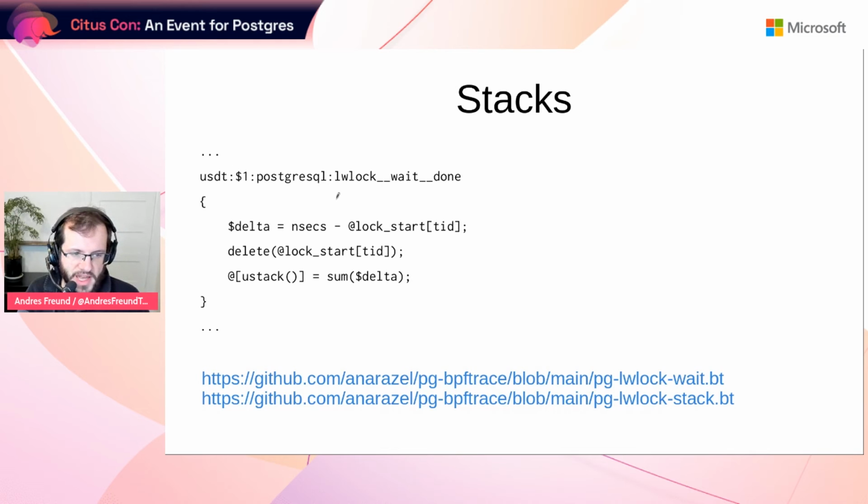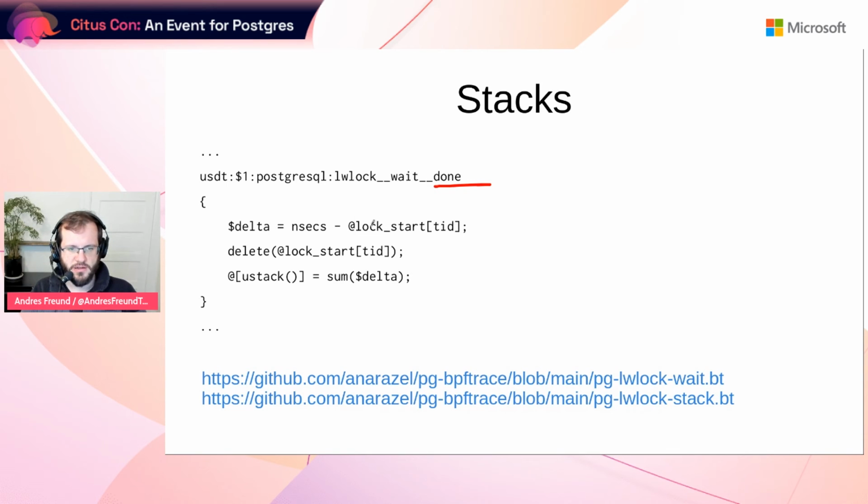A very nice additional trick is that bpftrace, or BPF tooling for tracing, can collect stacks. What we're doing here is, whenever we are waiting for an LW lock, which is Postgres' fast in-memory lock that we use for things like page locking, we want to trace how much time we are spending waiting for such locks. So we had one trace point, which I'm not showing for space reasons, at wait begin, and then another one when done.